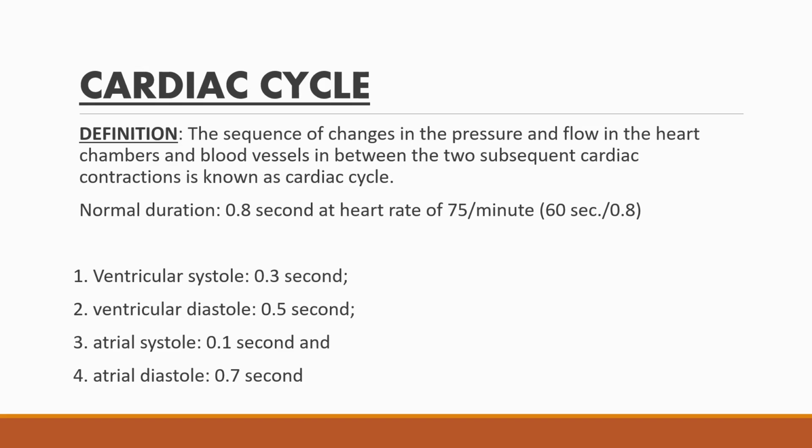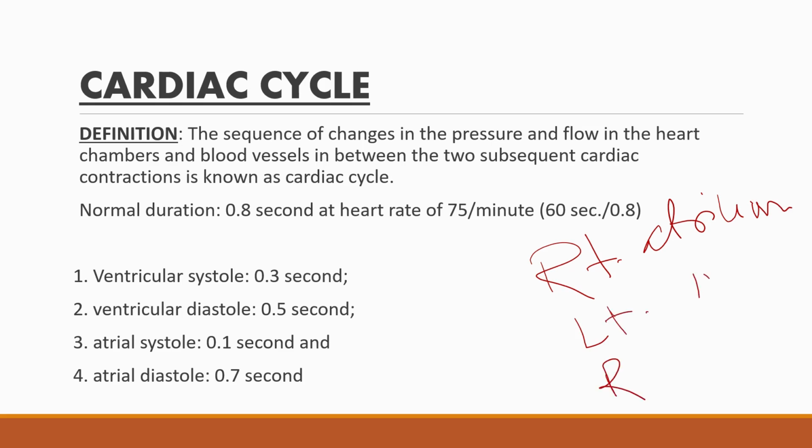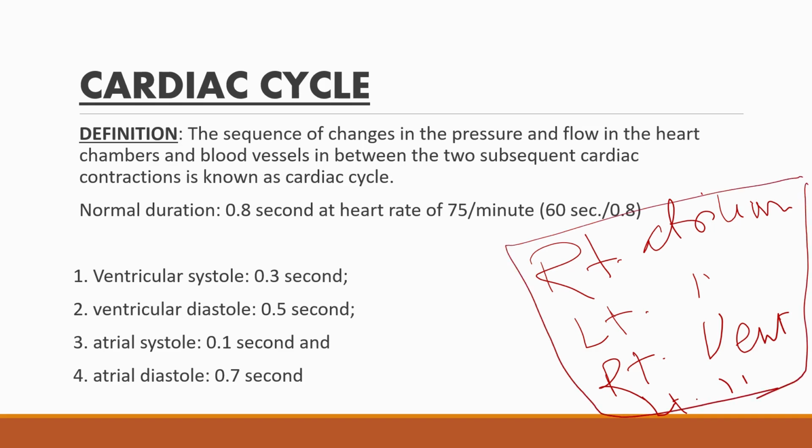Hope you guys remembered what are the heart chambers we read in our last lecture. They are the two atria and two ventricles. That is the right atrium, left atrium, right ventricle, and lastly the left ventricle. Clear? So these are the four chambers of heart in which the flow of blood is continued, and this sequence of changes in its flow is called a cardiac cycle. Clear?